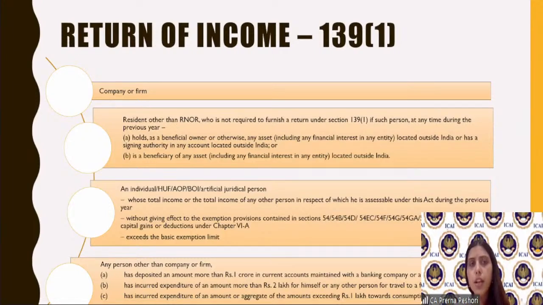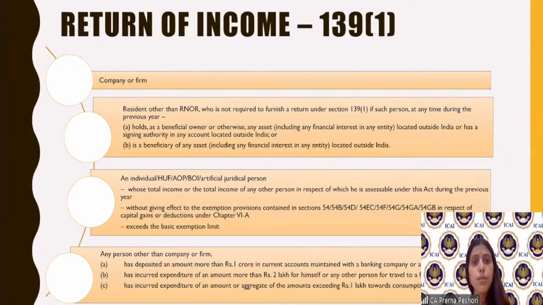Now under return of income, we have the return to be filed under 139(1), which is the original return. Now return can be filed late also. It is possible that the return is filed late. That is a belated return. If you have made any mistake, you may revise your return. That's a revised return. Now, who is required to file the return of income?